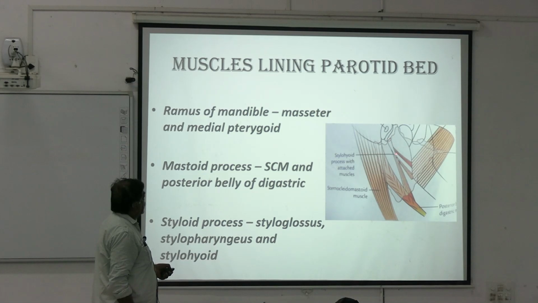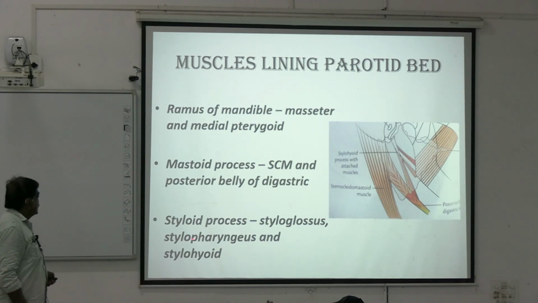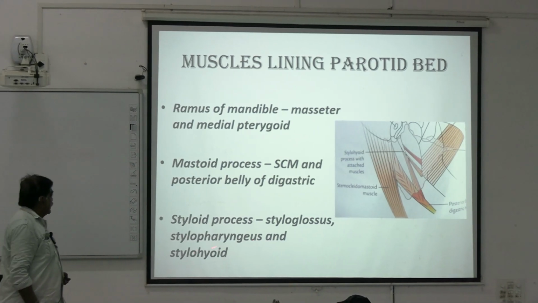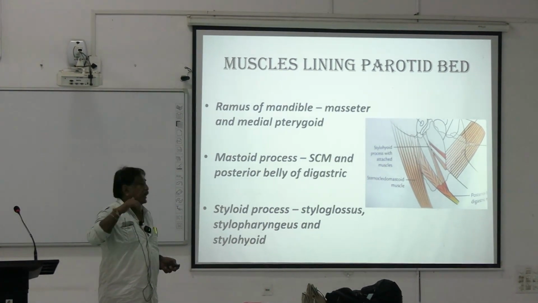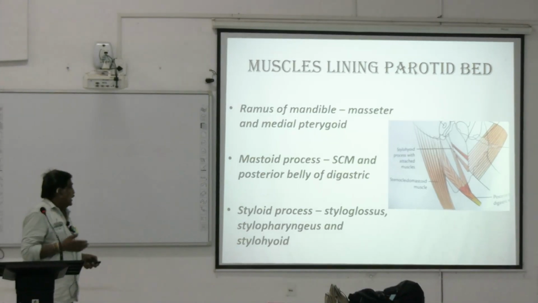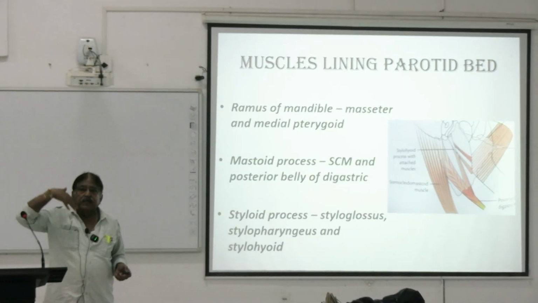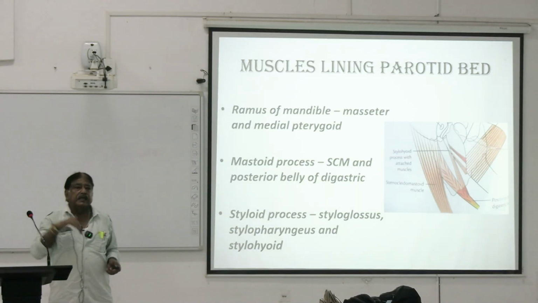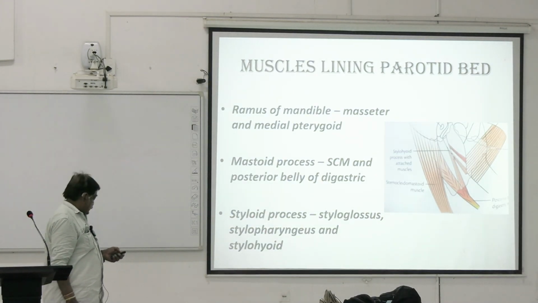This is the styloid process. You can see the styloid process with attached muscles. Now, the attached muscles are styloglossus, stylopharyngeus, and stylohyoid. Now, stylopharyngeus, styloglossus, with the tongue, and the stylohyoid. Now, from the styloid process, it is attached with these. Next.